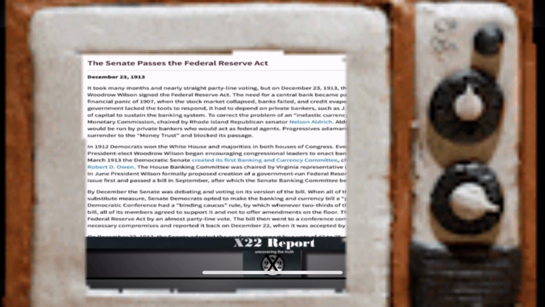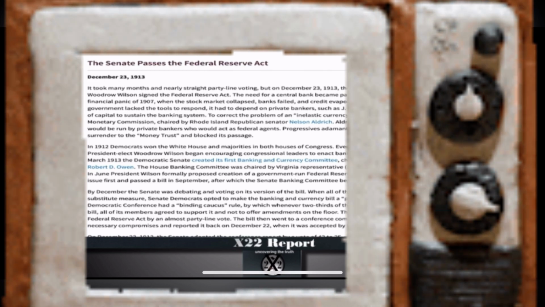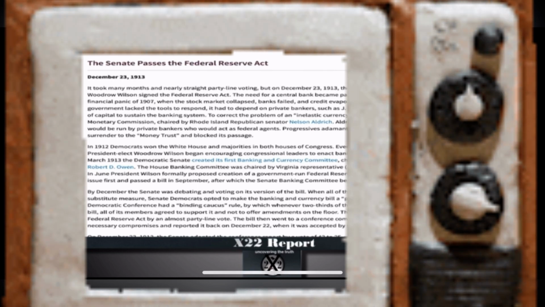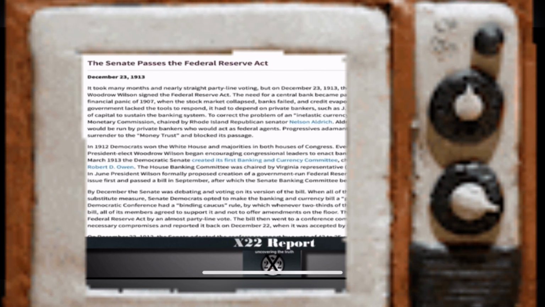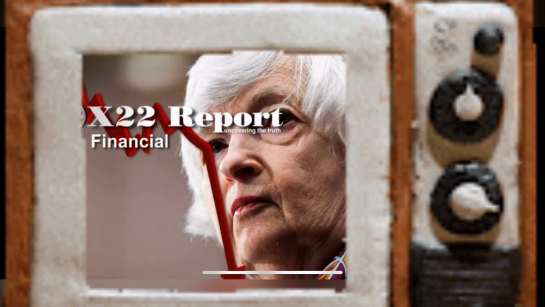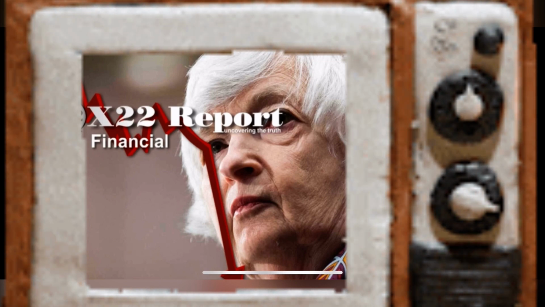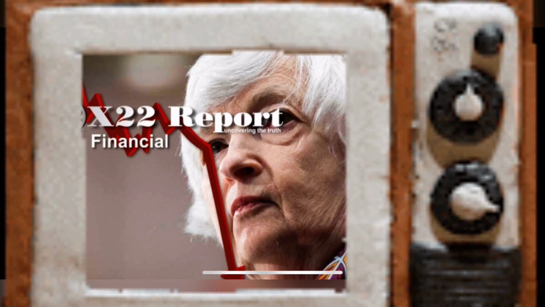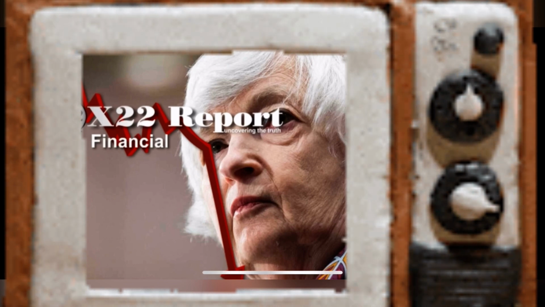"To correct the problem of an inelastic currency, Congress created a National Monetary Commission chaired by Rhode Island Republican Senator Nelson Aldrich. Aldrich proposed a system that would be run by private bankers who would act as federal agents. Progressives adamantly opposed what they called a surrender to the money trust and blocked its passage. In 1912, Democrats won the White House and majorities in both houses of Congress. Even before his inauguration, President-elect Woodrow Wilson began encouraging congressional leaders to enact a banking and currency reform."